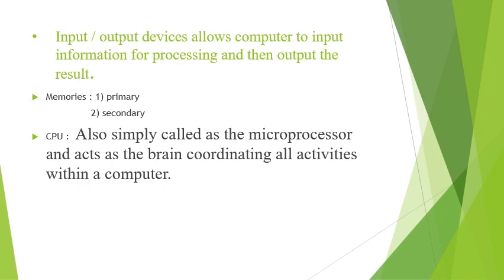Memories are where we store our data. Memories can store data and programs. There are two types of memory, primary and secondary. Primary memories are like RAM and ROM, and secondary memories are like CD, DVD, floppy disk, etc.